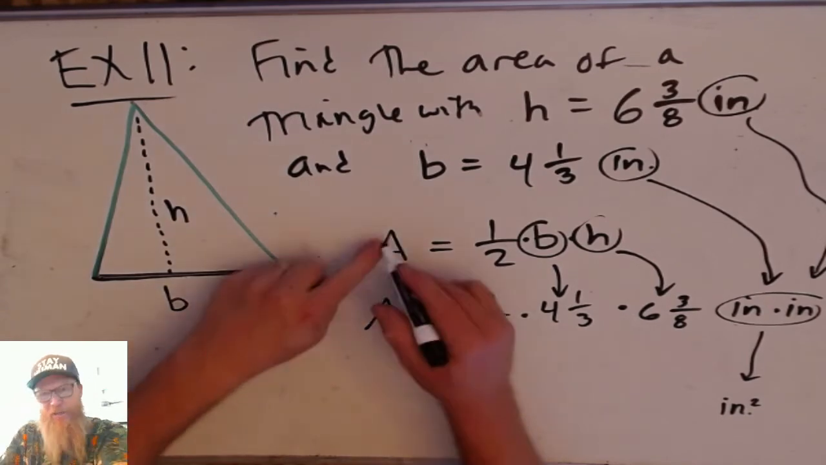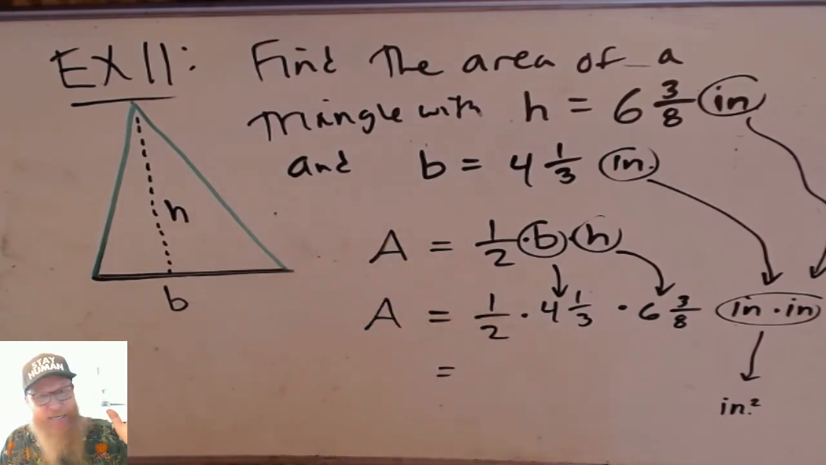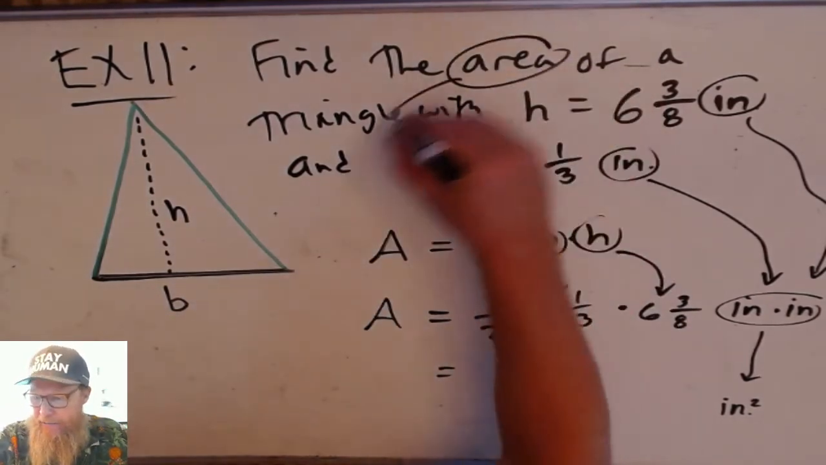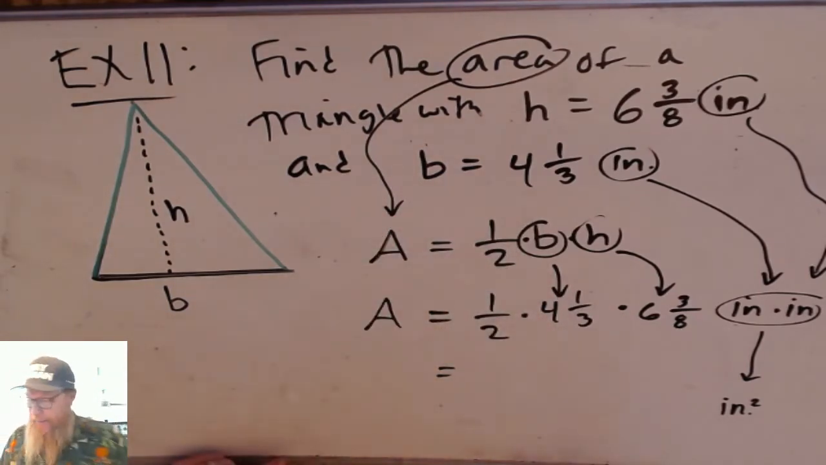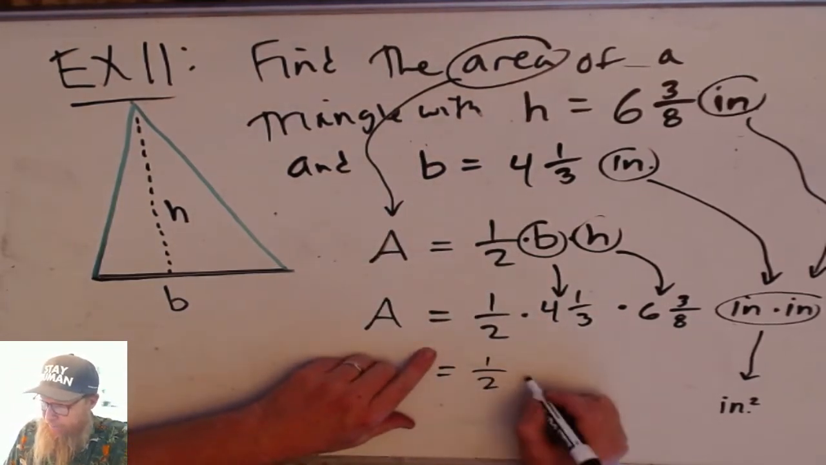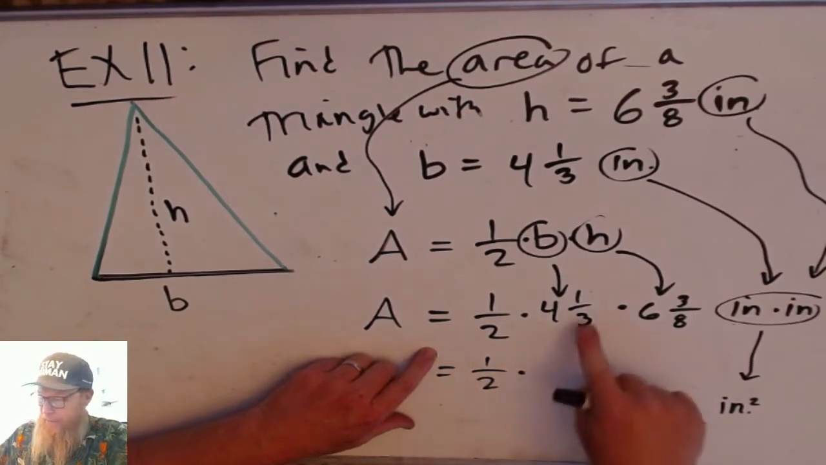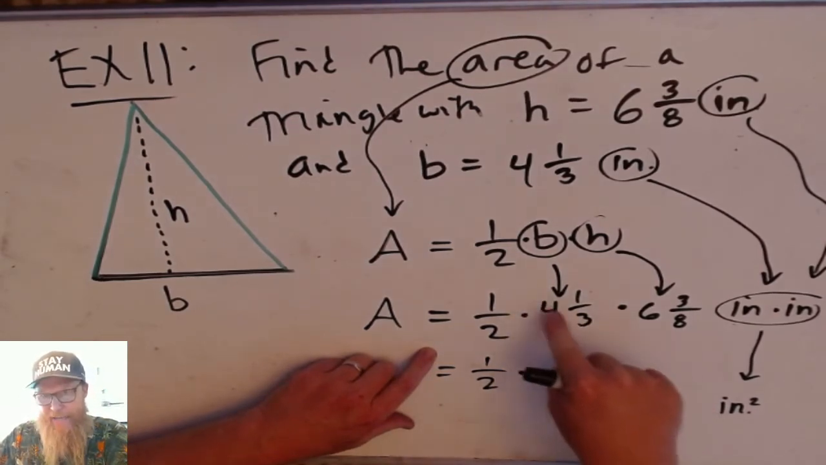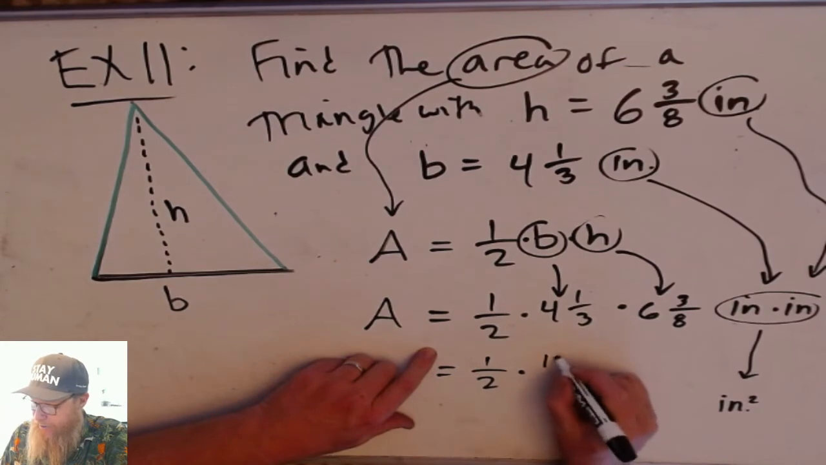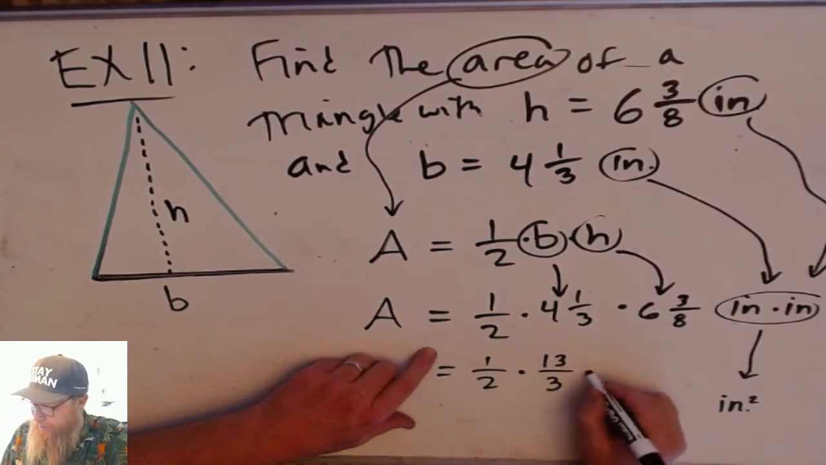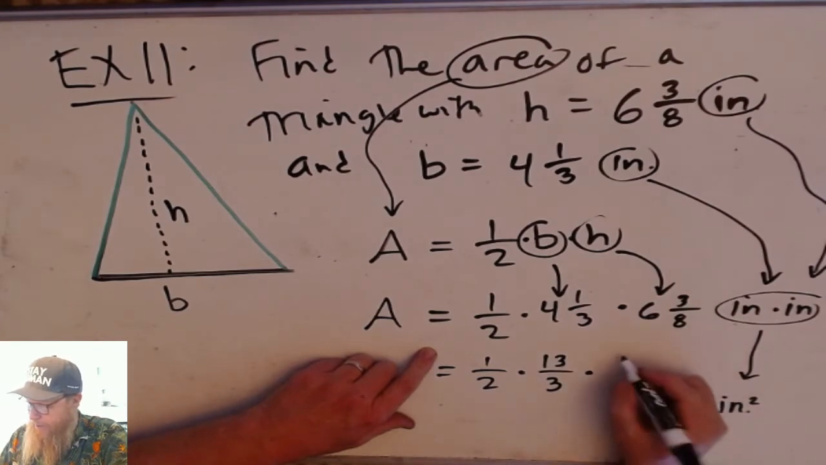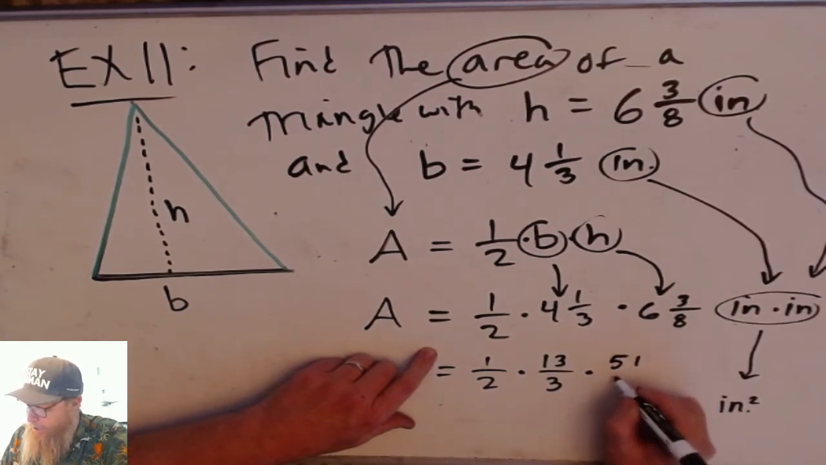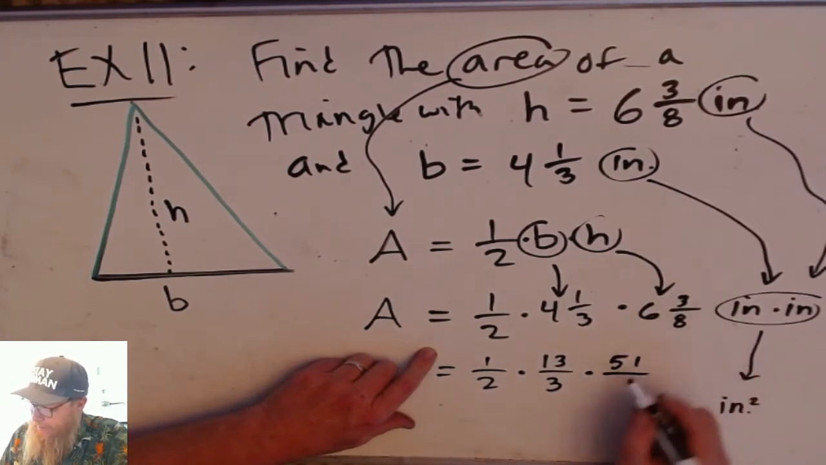You don't actually do anything with the A. The A is just an indicator that we're finding area. So you could actually just ignore this side altogether. Make sure you use everything we've learned in this lecture. So rewrite this as an improper fraction. That would be 13/3. Rewrite that one. That would be 51/8.